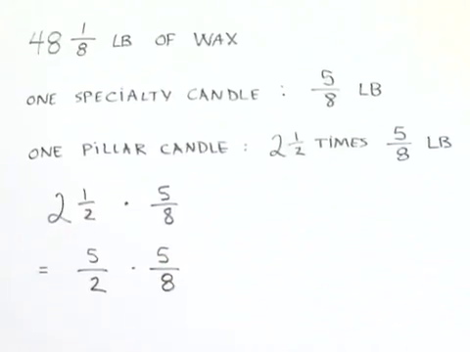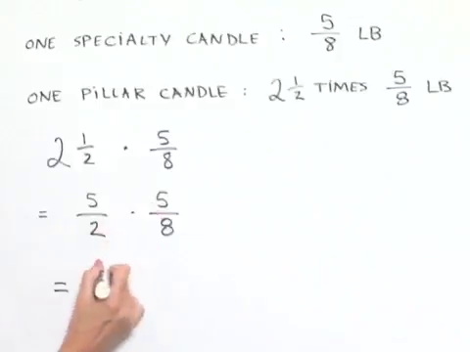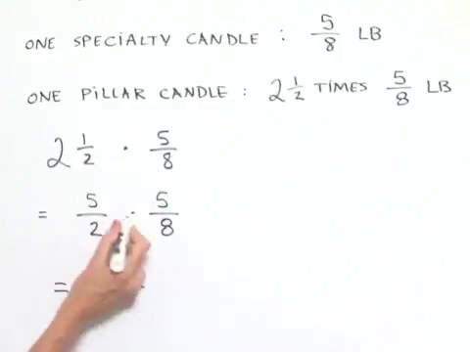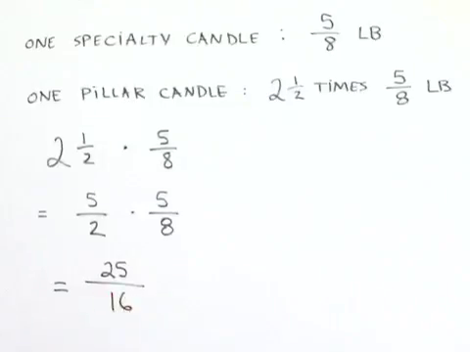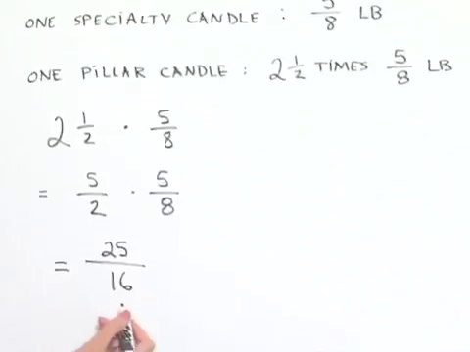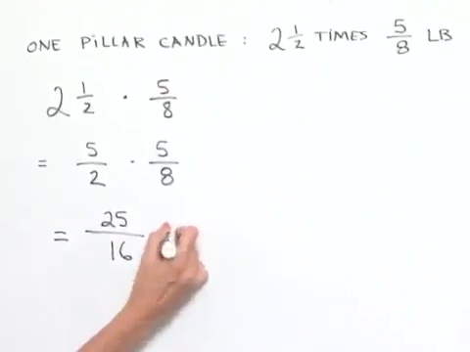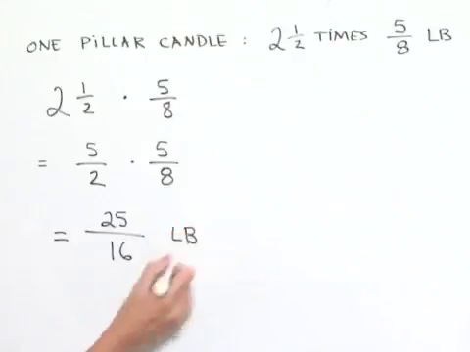There are no common factors, so to multiply fractions, we multiply the numerators together, which gives us 25 in our numerator, and multiply the denominators together, 2 times 8 gives us 16. Now, this is the result if we leave it as an improper fraction. So for one pillar candle, it's going to require 25/16 pounds.